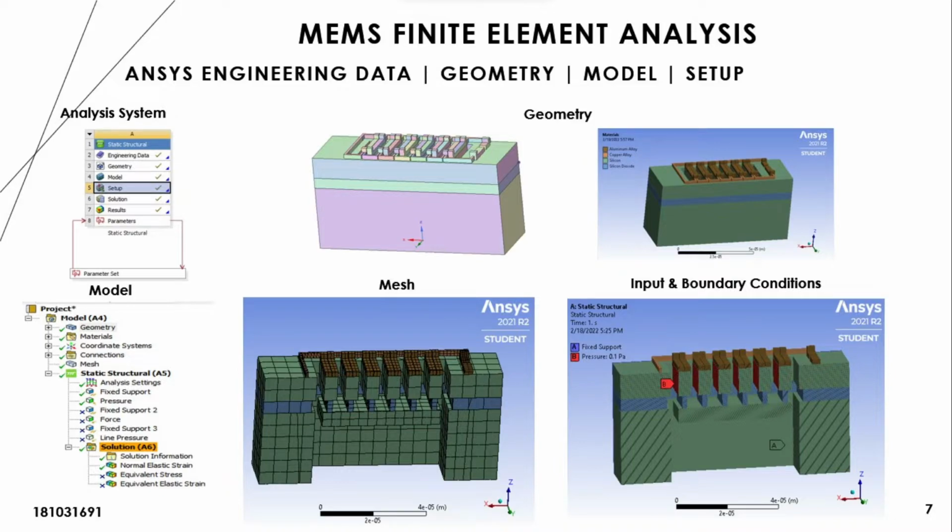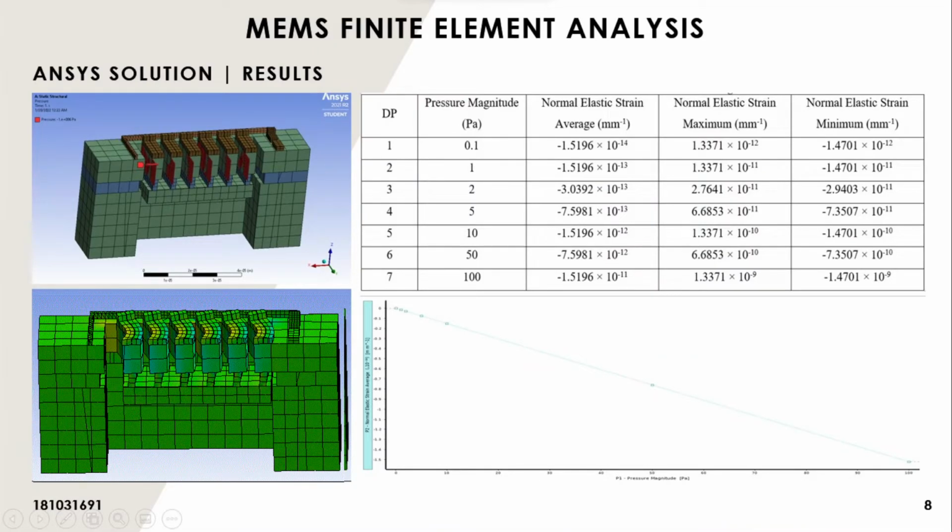To see what is inside, there is a cross-section view for the mesh and condition. For the input and boundary condition, we make a fixed support on the side of the outer layer of the actuator and give a pressure on the flexible point of the actuator shown in the diagram. This result is based on the analysis of the pressure magnitude and the normal elastic.